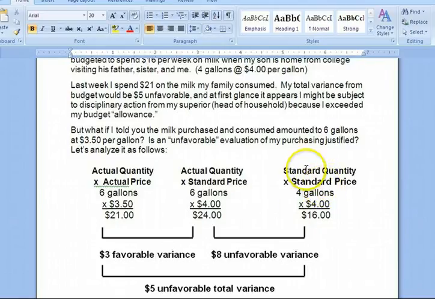So when students here on campus do the third column, they always have to do a little side computation and ask themselves, how many units did we actually make? Therefore, how many gallons or pounds or feet of materials should we have used? In this example problem, it's how many people are in the house. So if there's 4 people in the house, and each one is allowed 1 gallon per person, the standard quantity allowed based on the number of people in the house would be 4. Times the $4 standard price is 16.